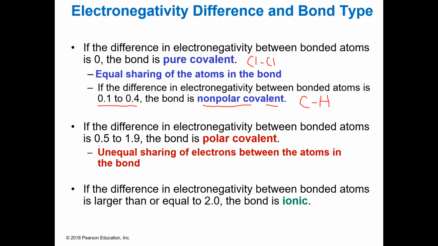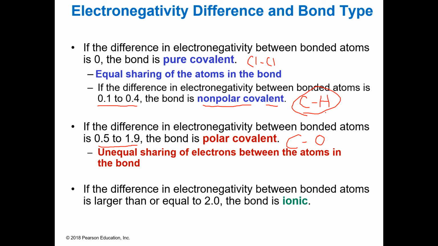If the difference is between 0.5 and 1.9, so if you look back at that electronegativity chart and you're actually looking at numbers, that's when we're going to have polar covalent. So that's an unequal sharing of electrons. This is your carbon-oxygen bond. Okay, I'm going to simplify this. This is going to be 2 different nonmetals. We're going to assume that 2 different nonmetals are polar covalent unless we're talking about carbon-hydrogen.